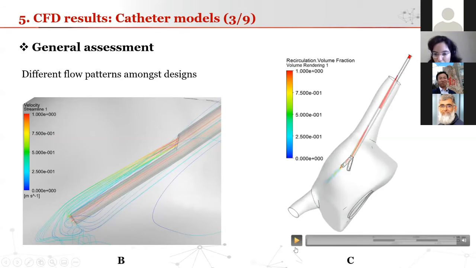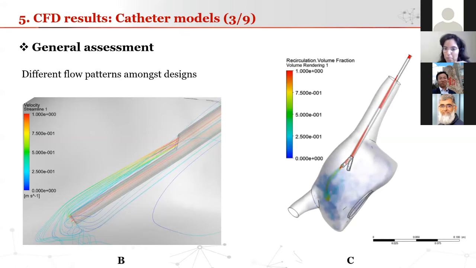And for catheter C here, we have a video just showing how the flow that comes into the atrium is mixed with the flow that's already there. So this is a really cool video which allows us to see how actually all this mixing occurs.